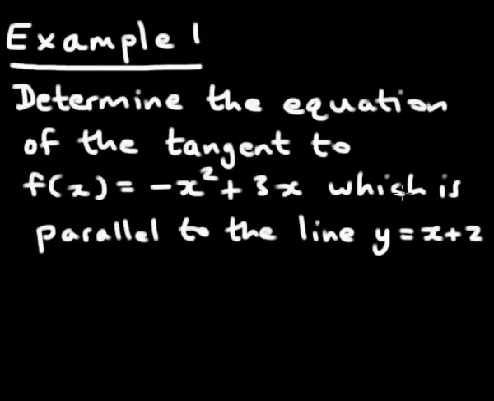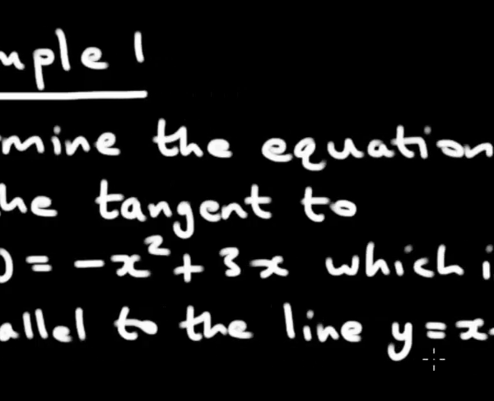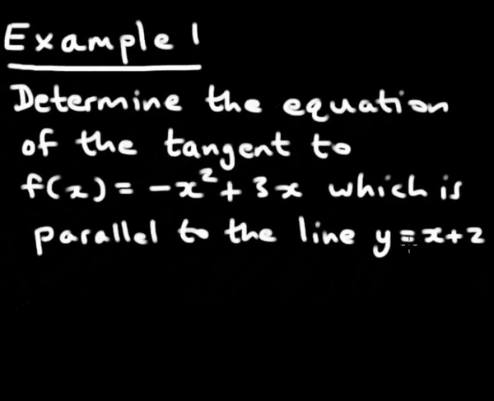Right, grade 12, let's look at some further examples on tangents to curves. And this example is: determine the equation of the tangent to this parabola, which is parallel to the line y equals x plus 2. Let's just sketch these graphs to see what is actually happening. There's a key word, parallel, to the line y equals x plus 2.